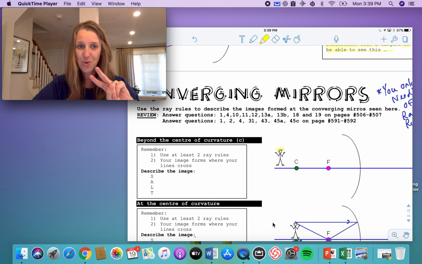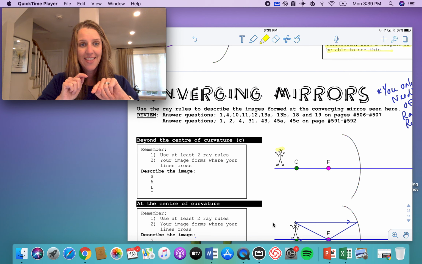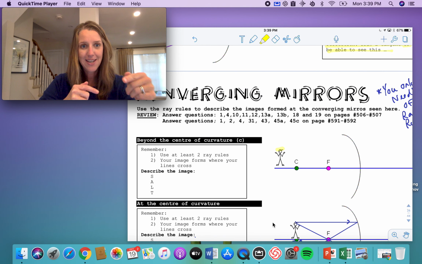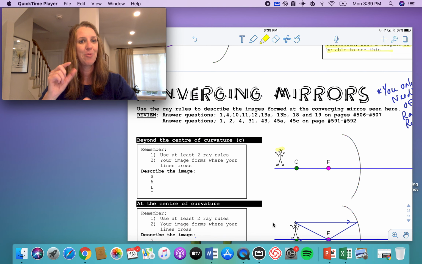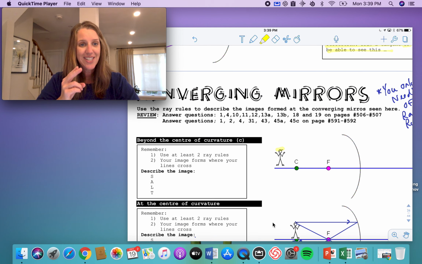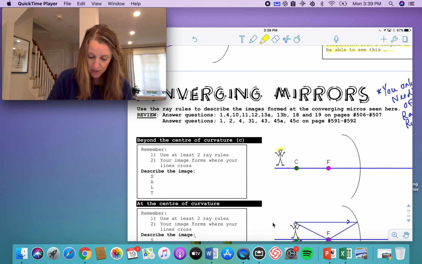You need two incident rays going in, two reflected rays coming out, and where the two reflected rays meet, that is going to be the tip top of the object, but now it's the image. And then we're going to take that image, look at it, and describe it using SALT. What's the size? What's the attitude? What's the location? And what's the type of image? And if you need to review that again, go back to yesterday's lesson and review. Okay, so here we go.